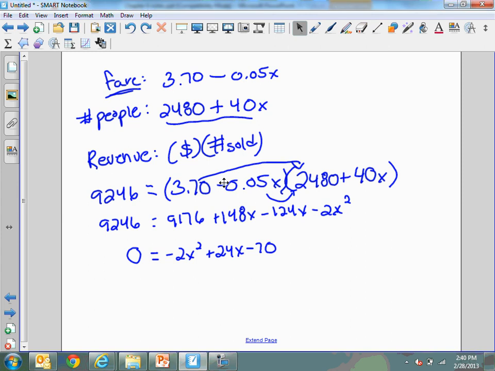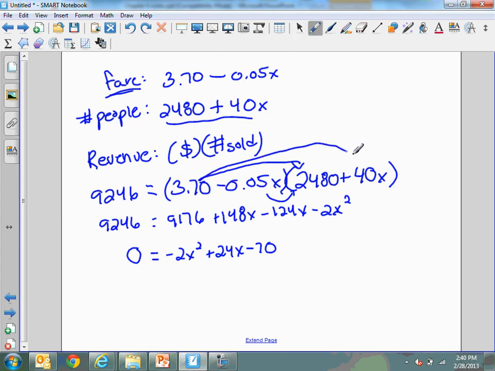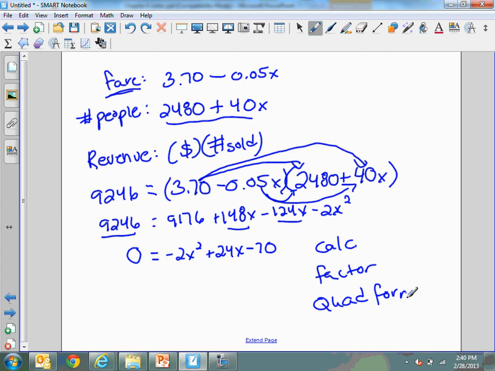Okay, so once we set up our equation, we want to FOIL everything out. So we multiply first times last, and we FOIL everything out. Here's the equation we get. Collect your like terms. Move this term over to the other side, so we set everything equal to 0. And at this point, it would be up to you. You could solve this depending what the question said. You could use your calculator and graph. You could factor. You could use the quadratic formula, whichever way you find easier.